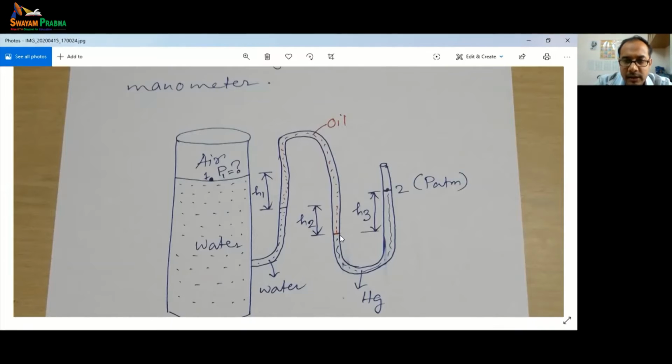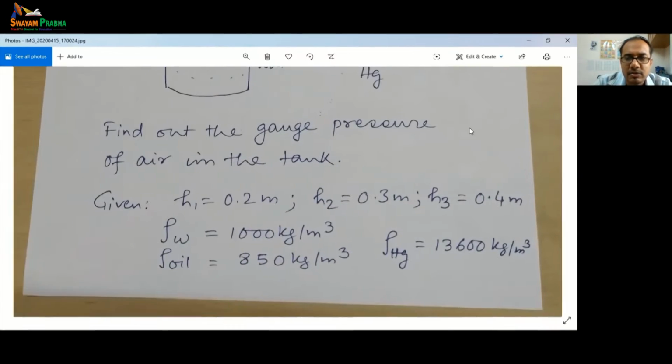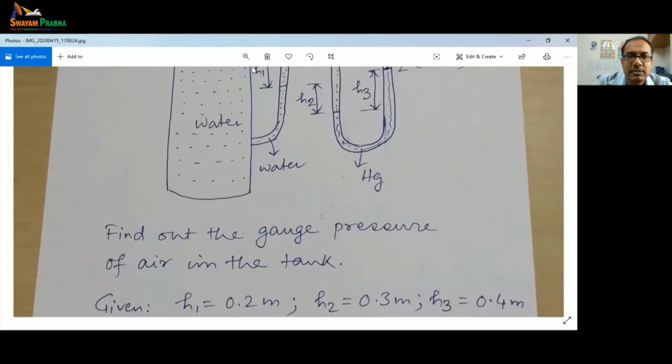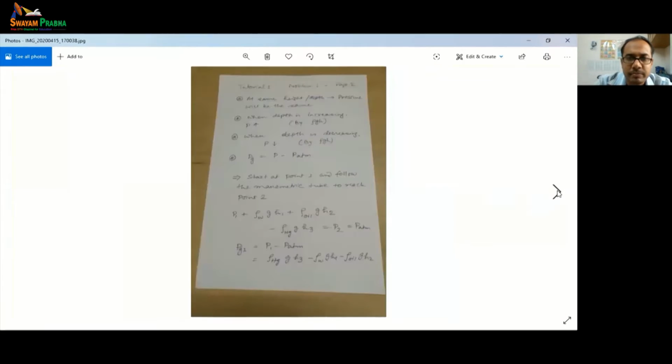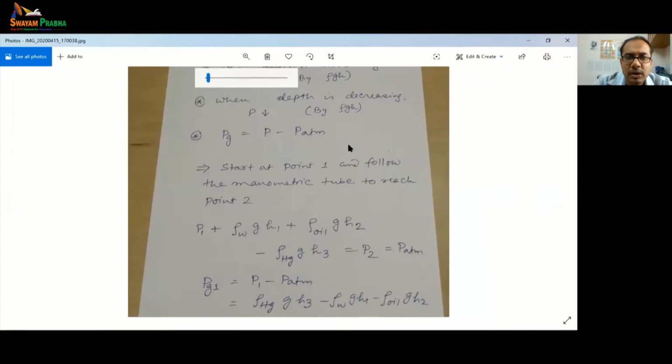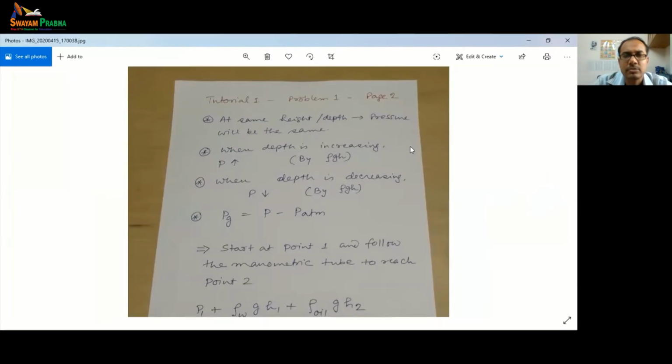Okay, and again from the same height where the mercury column starts, the height is given by H3. So these values are given, the densities are given. Now we have to find out what is the gauge pressure for air. Okay, so let's see what are the different concepts that we have to use to solve this problem. Let's introduce what are the major concepts that we are going to use.